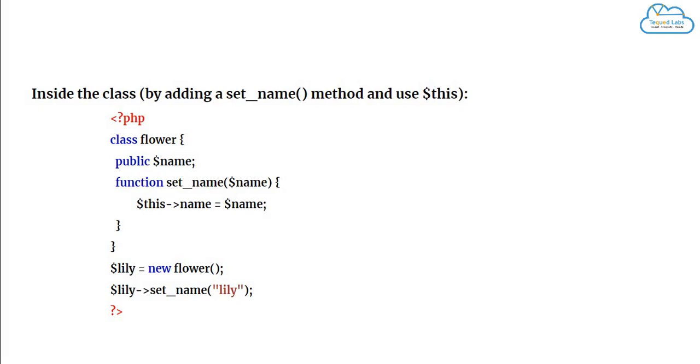So you can see, you have your PHP starting command, you have class flower, public name I have given, function I have given set name of name, $this name is equal to name. So basically this is done. To create an object, I have created an object called lily, that is new flower. So basically flower is the class and lily is your object. Now for lily also you have set name of lily. So you can display that using your echo. This is what we did in the previous example.